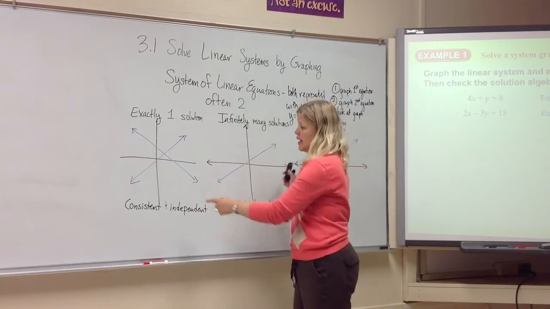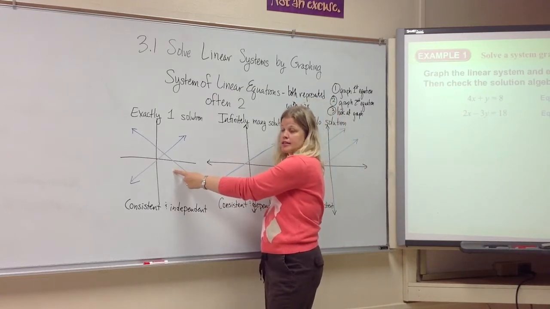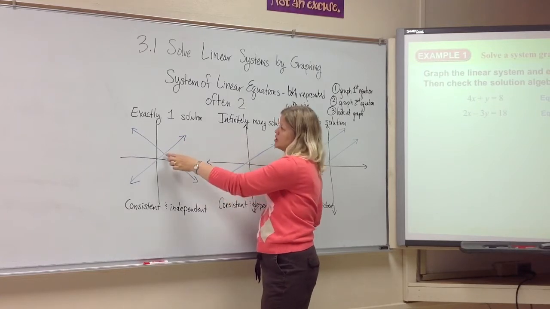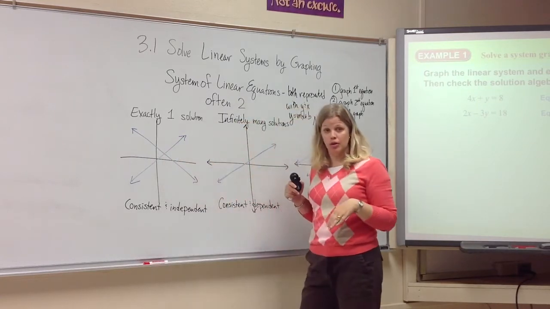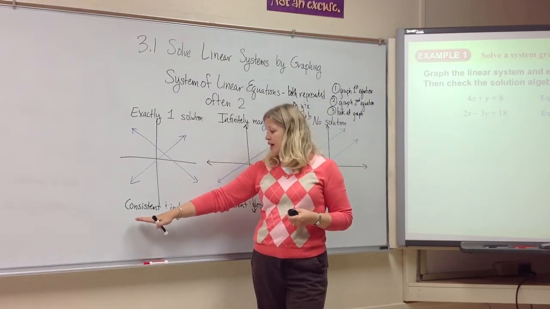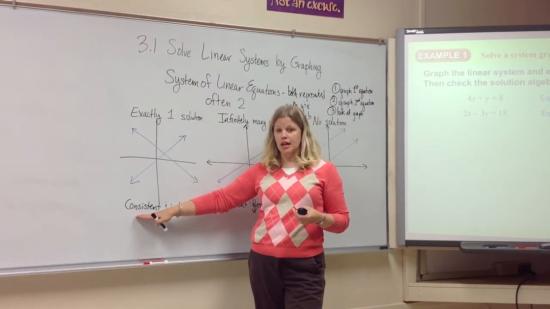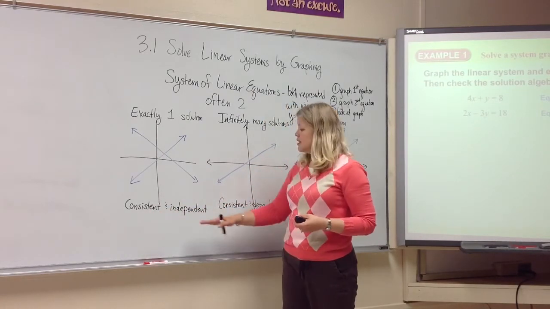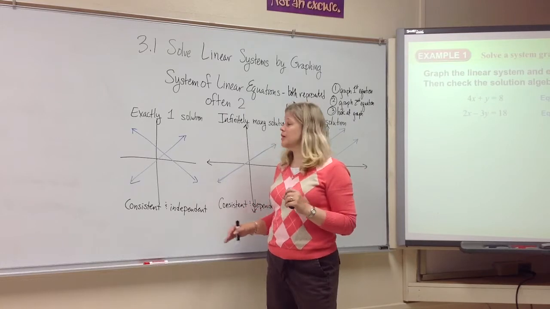Well, one thing that can happen is that they cross. We call this point the solution because it's the one point that works in both equations. It's one solution, and we can classify that as consistent because it has at least one solution, and independent because it has exactly one. Okay?